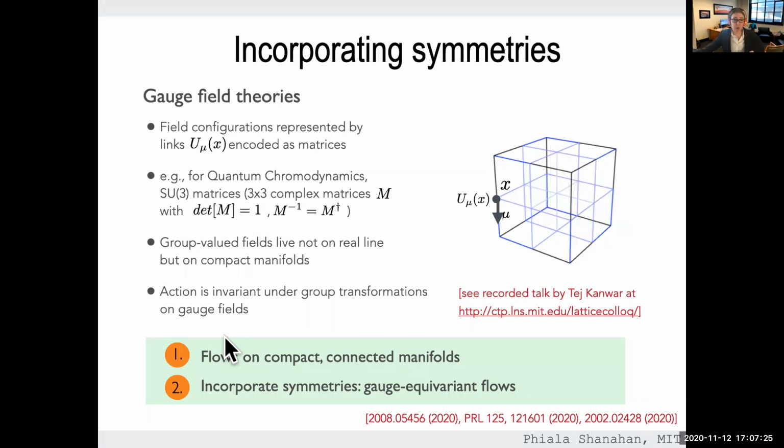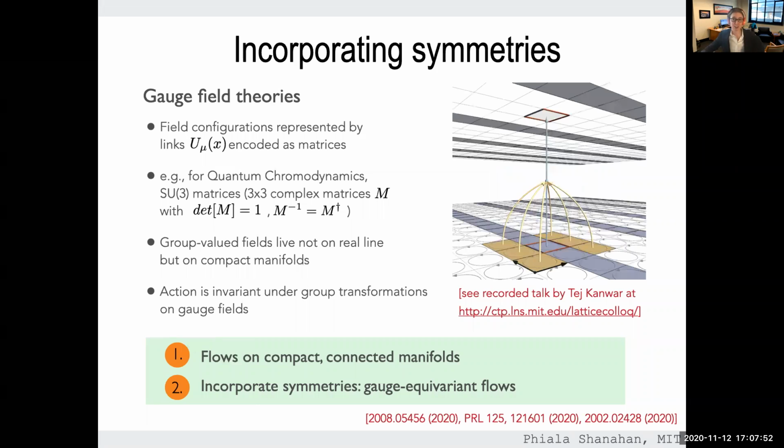And then even once you have flows on compact manifolds, well, the action is invariant under group transformations on gauge fields. So gauge transformations. So we had to go back and incorporate symmetries for gauge equivariant flow architectures. I can't go into too much detail here just because of the length of this talk, but you can see a recorded talk by Tej Kanwar from the Virtual Lattice Colloquium series, which is fantastic.